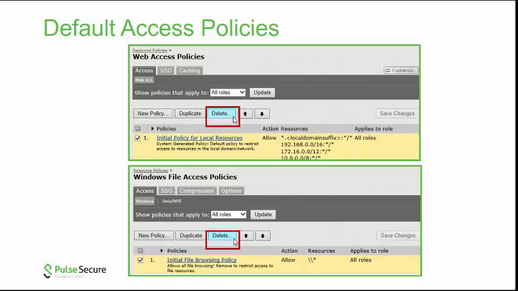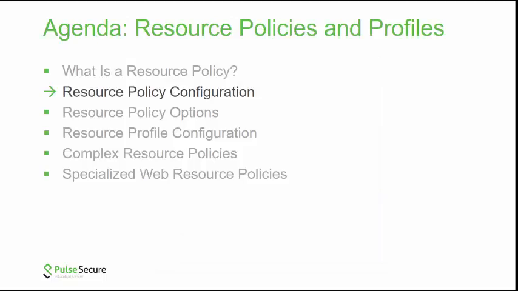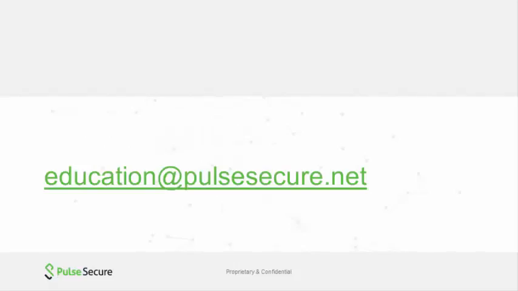When writing an explicit resource policy, the first task is to remove this default access policy. Select the checkbox next to the policy, then click Delete.